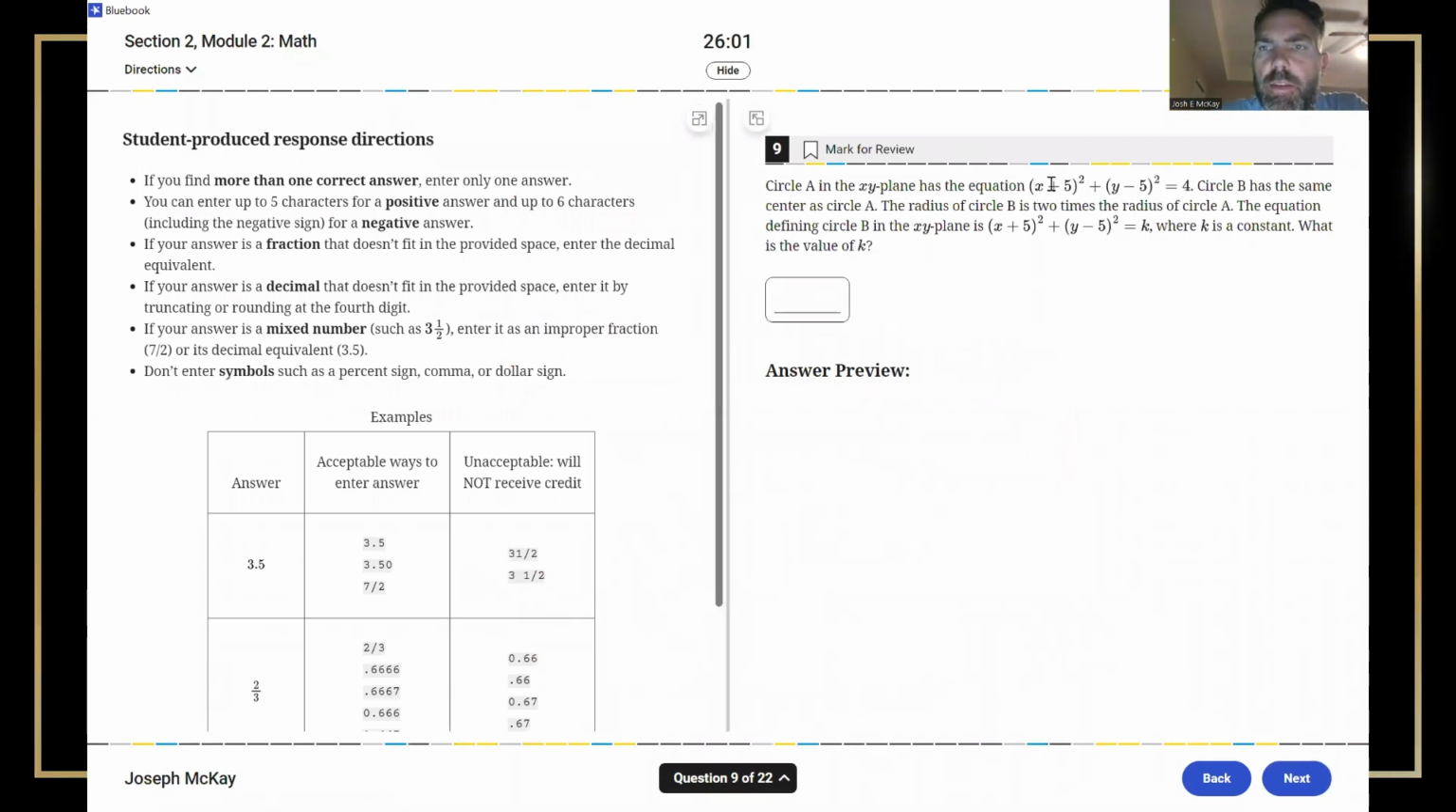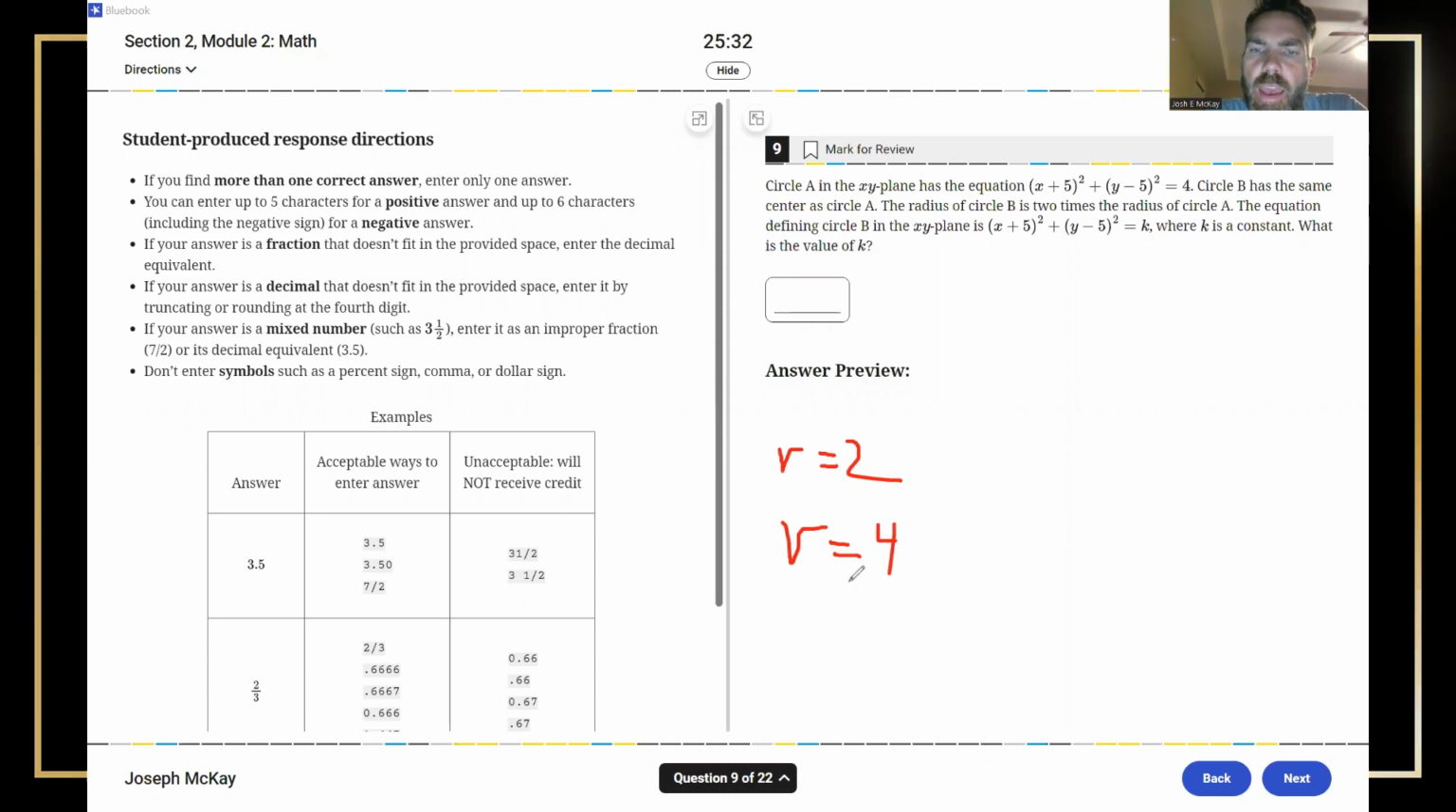Circle A in the plane has this equation here. Circle B has the same center as A. That means the first part's going to be the same. The radius of B is 2 times the radius of A. What is K? So remember, this number is the radius squared. So radius for A is 2. That's the radius of A. So the radius of B is 4.